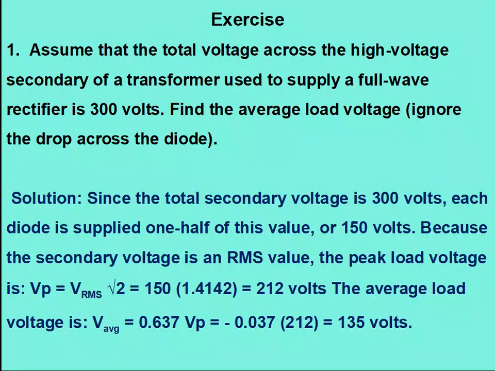Ultimately it is a full wave, so we are considering the two-diode combination, which means half. So that's why it is just 150 volts. Another important thing is that the secondary voltage is an RMS value. The peak load voltage VP is equal to VRMS times root 2, so the value increases to 212 volts. The answer to the question is that the average load voltage is 135 volts. So I think it is clear for you.